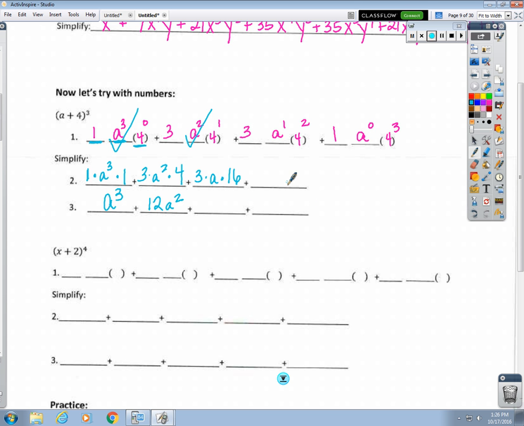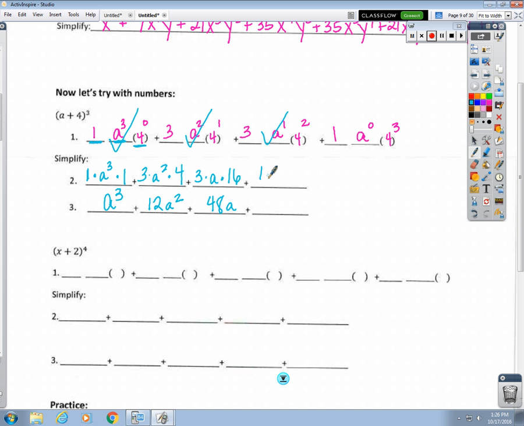Okay, so what do you get when you do 3A times 16? 48A. Okay, so now we're finished with the 3rd term. Now moving on to the 4th term.